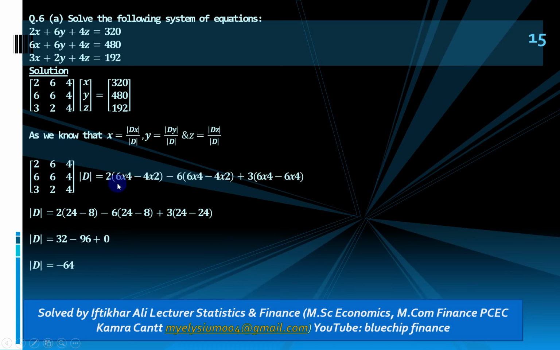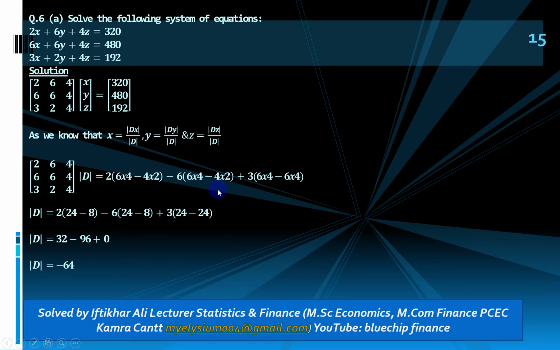After this step you place minus, take the next digit, that is 6, and eliminate the row and column in which 6 is. So this row and this column will be eliminated and the remaining values are 6, 4, 2, 4. 6 multiplied by 4 minus 4 multiplied by 2 here. After that just place the plus sign.